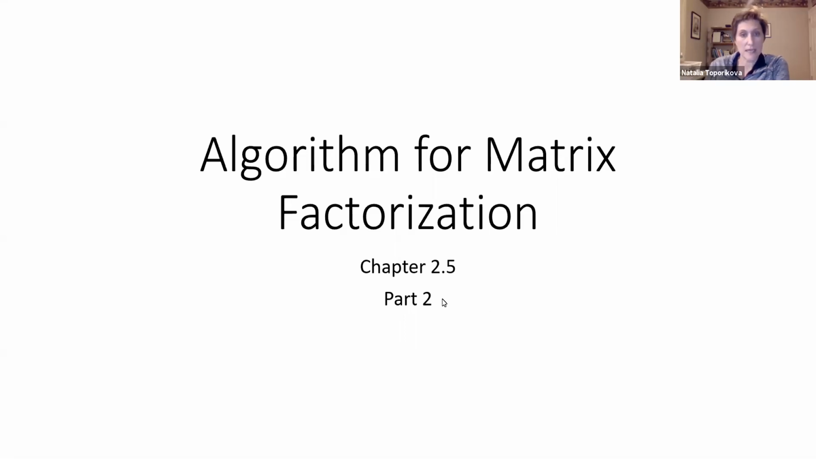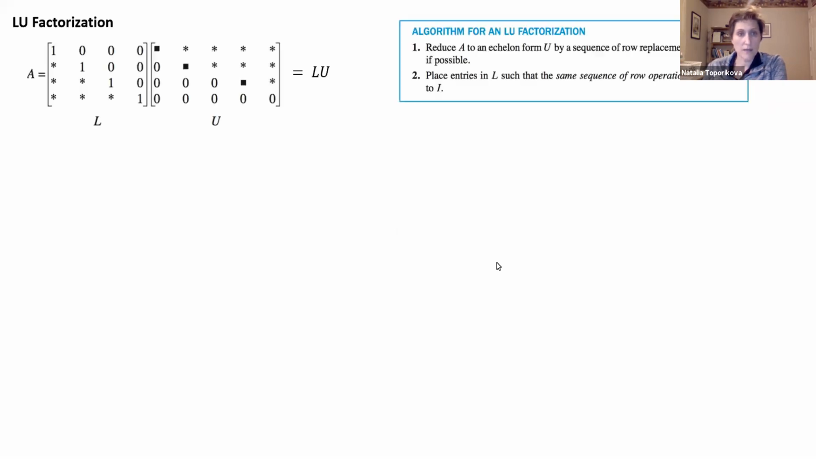Hello, this is the second part of chapter 2.5, and we talk about the algorithm for matrix factorization and its application to higher dimensional matrices. We will look at a 3 by 3 matrix. Again, as we discussed in the previous part, the LU factorization is the way to break down our matrix A as a product of two matrices, L and U. And they have a very special structure.